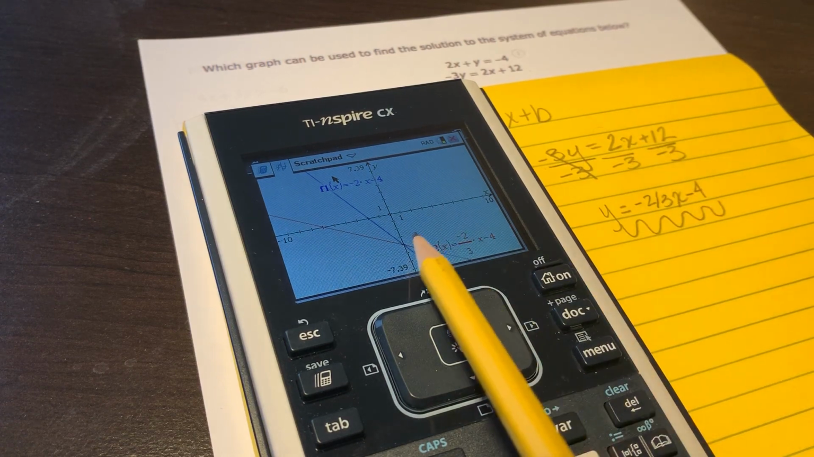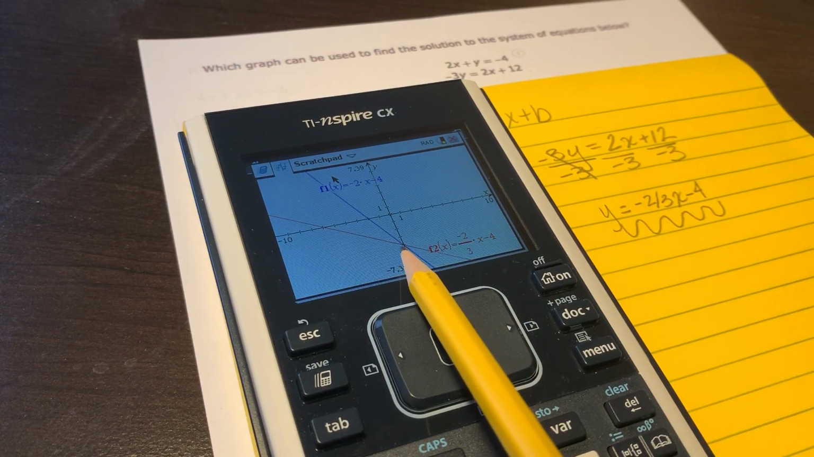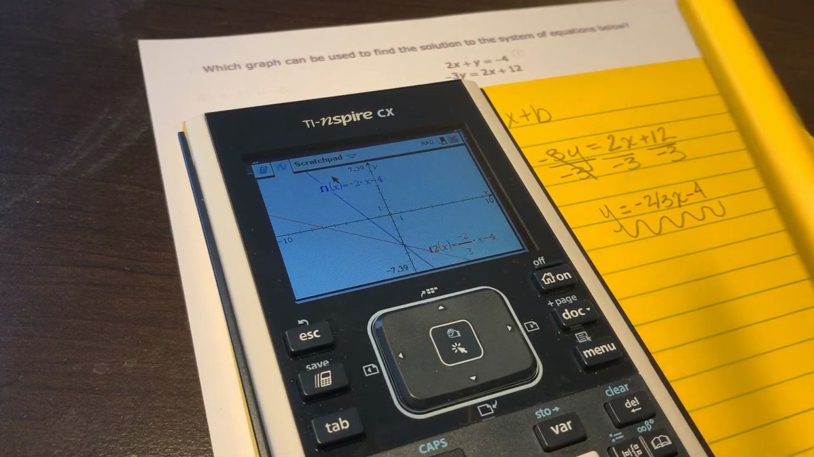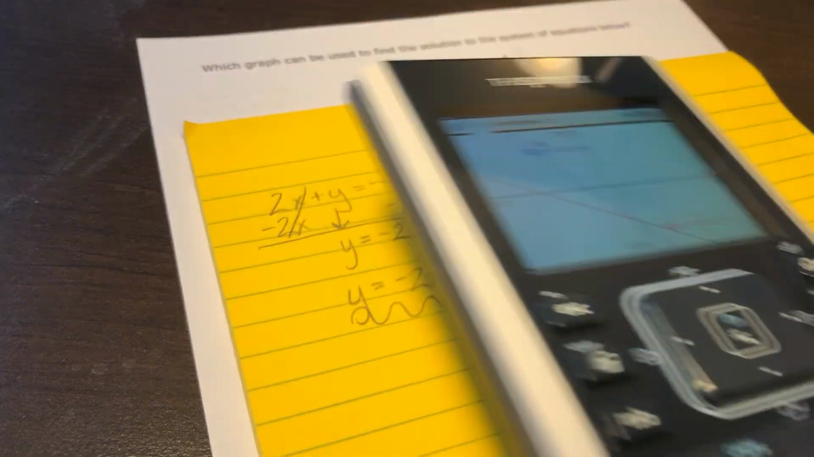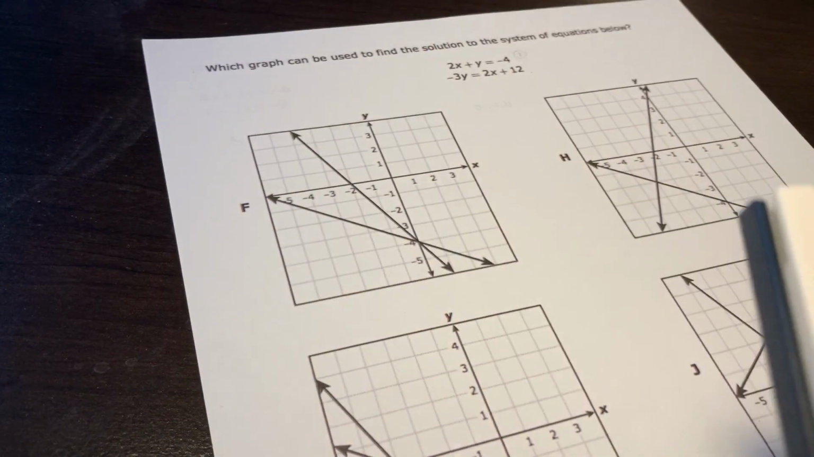So now I see here that I have a solution right at about 0, -4. So I'm going to match these to the graphs on my answer choices and see which one best fits.